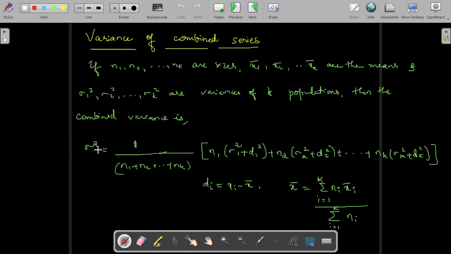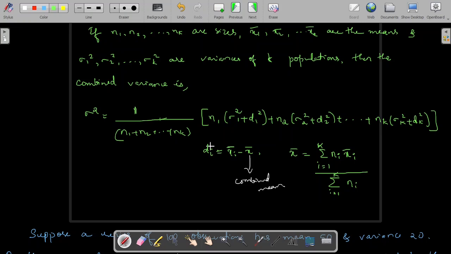Sigma square is the combined variance, which is equal to 1 by n1 plus n2 plus so on up to nk, into n1 into sigma 1 square plus d1 square, plus n2 into sigma 2 square plus d2 square, plus so on up to nk into sigma k square plus dk square, where di is xi bar minus x bar, and x bar is the combined mean.